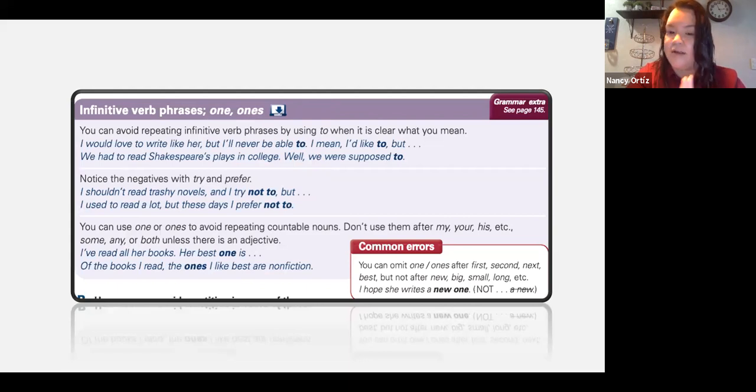Now, common errors. It says you can omit one or ones after first, second, next, best, but not after new, big, small, long. For example, "I hope she writes a new one," not "a new." You can't omit it because it sounds incomplete. "I hope she writes a new" what? So, a new one. These are the two ways to avoid repetition. Any questions, guys, so far?